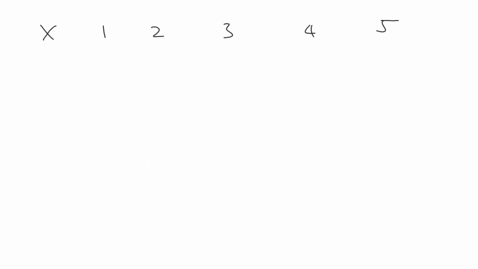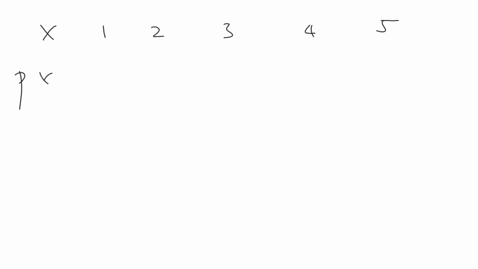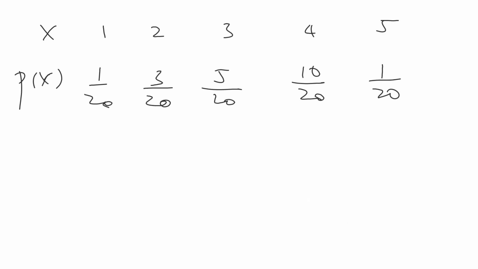So p of x: 1 by 20, 3 by 20. Now a is 5 by 20, we already have calculated this. 2a, so 2 into 5 by 20, this will be 10 by 20. And the last value is 1 by 20 once again. Okay. So this is your PDF.